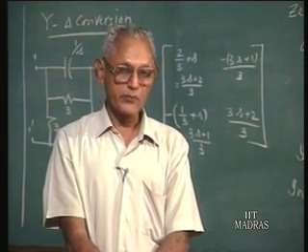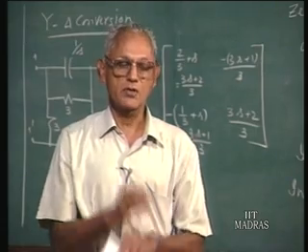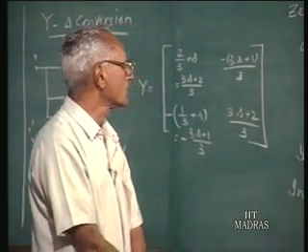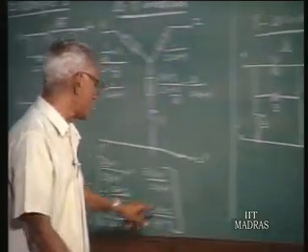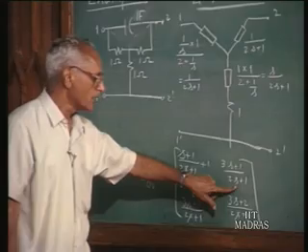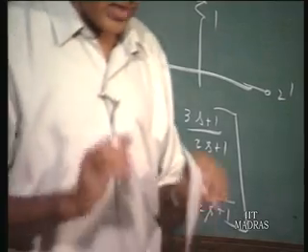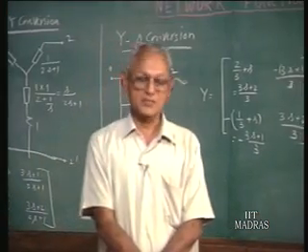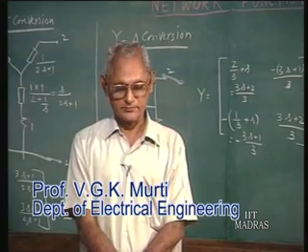So from the point of view of stability of passive networks, the poles and zeros of driving point functions have certain restrictions. The same restrictions also are valid for the poles of transfer functions. For example, this transfer function has a pole at s equals minus half. So the poles of transfer functions must have the same restrictions as the poles and zeros of driving point functions as far as passive networks are concerned.